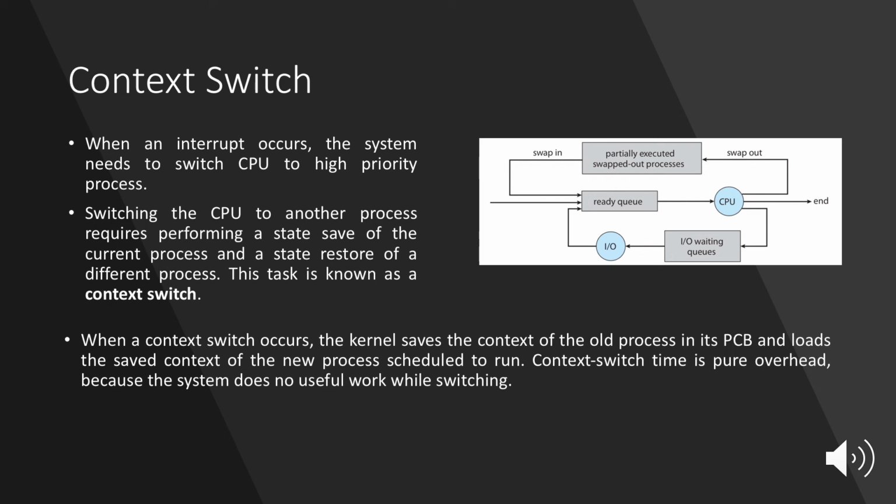Context switch time is pure overhead because the system does not do useful work while switching. As you can see in the image, the partially executed process is swapped out because the CPU has to load a high priority process, and that is swapped in.